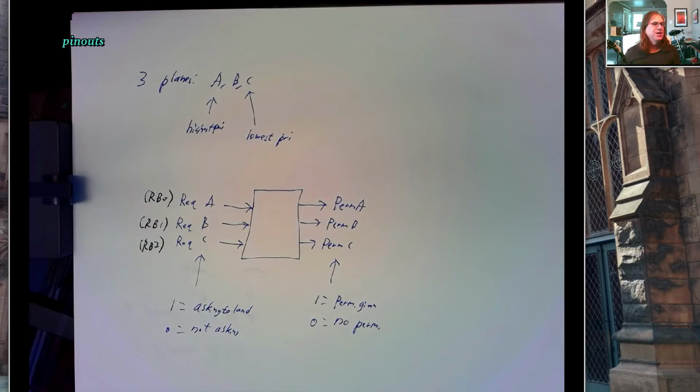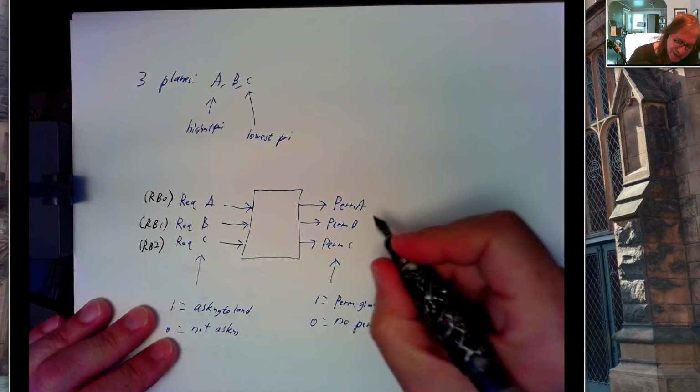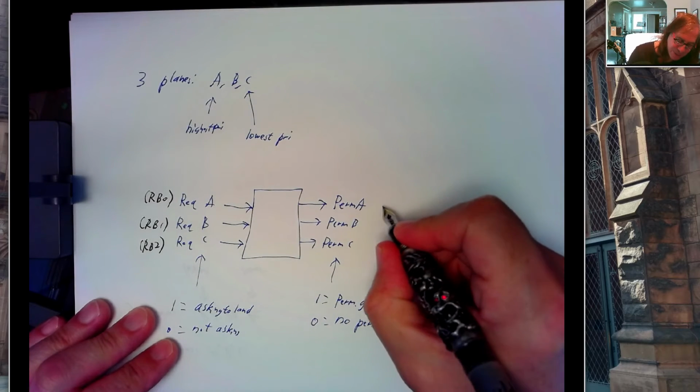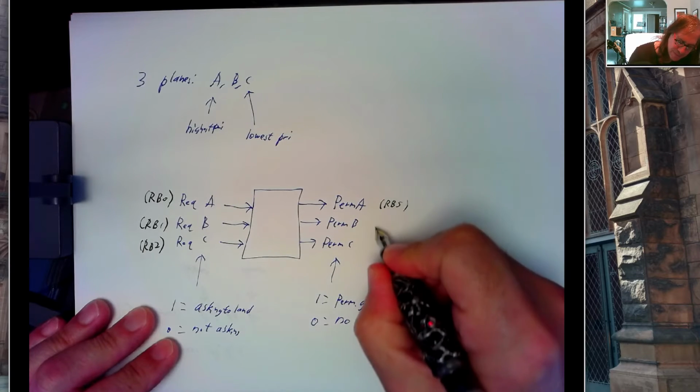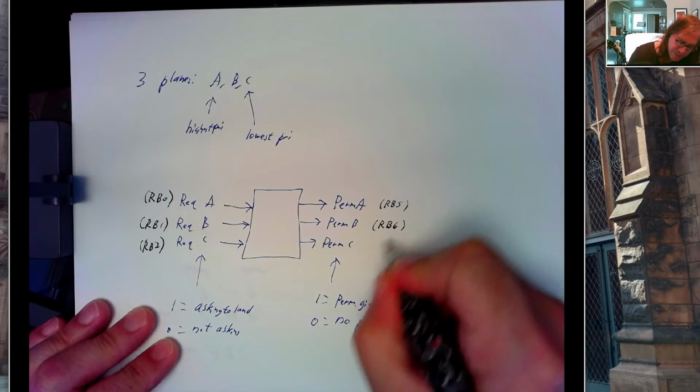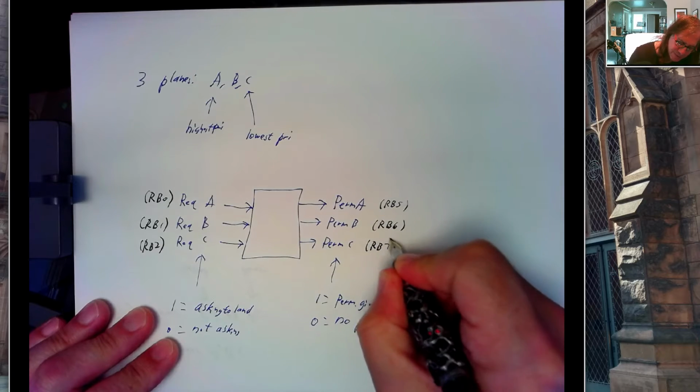So these are called the pinouts, right? Basically a breakdown of which pins mean what. And so for the permission side, I'm going to go on the other end of port B and I'm going to say this is RB5, this is RB6, and this is RB7.